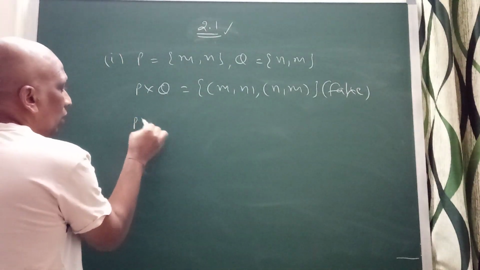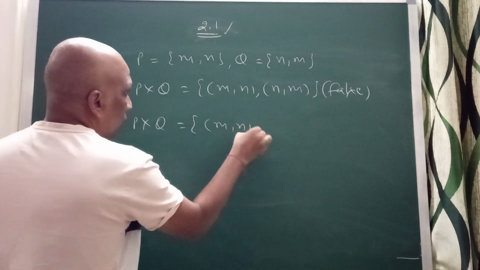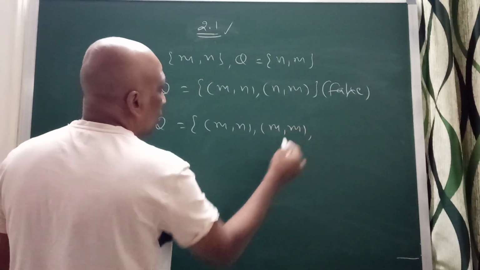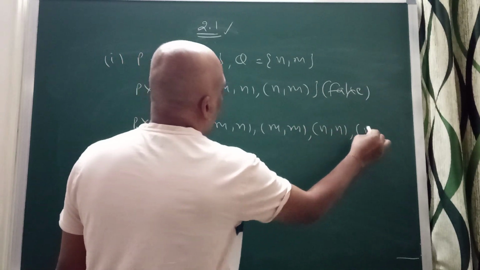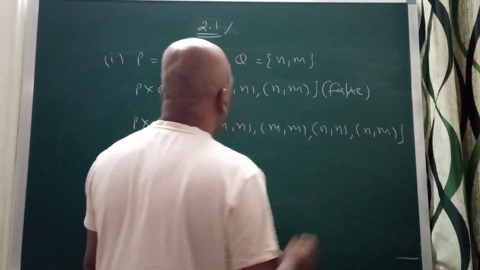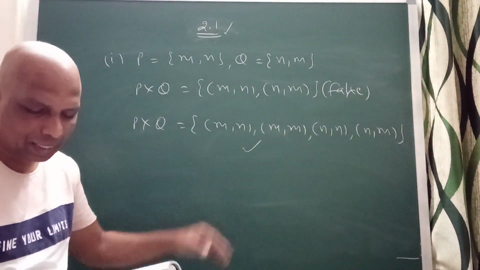So the required one: P cross Q is equal to (m, m), (m, n), (n, n), (n, m). So this is the required one. This is the right one. You should rewrite like this.